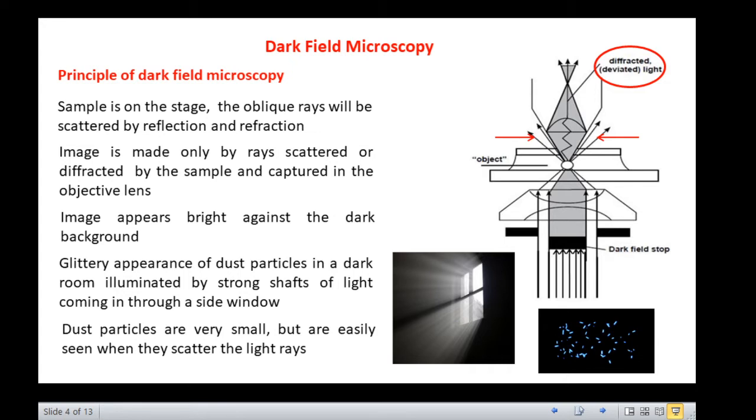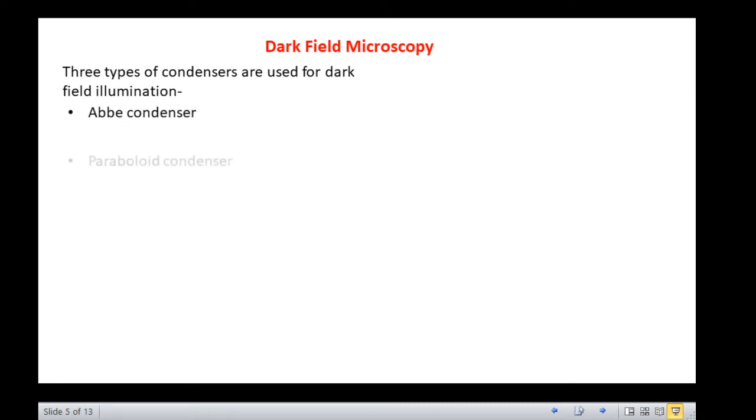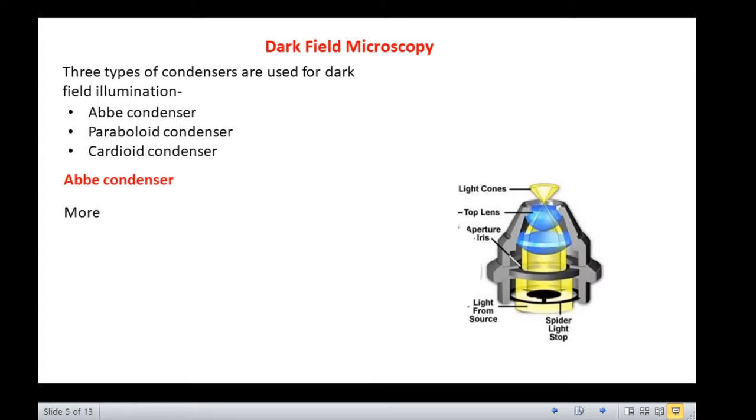Dark field objects are quite spectacular to see, and objects of very low contrast in bright field shine brilliantly in dark field. Such illumination is best for revealing outlines, edges and boundaries. Three types of condensers are used for dark field illumination, mainly Abbe condenser, paraboloid condenser and cardioid condenser. The Abbe condenser is more commonly used than the other two.